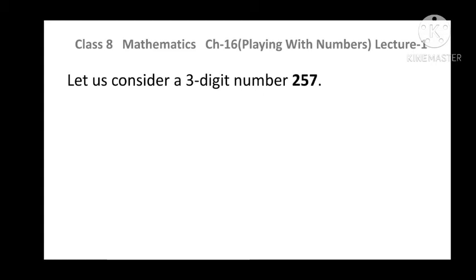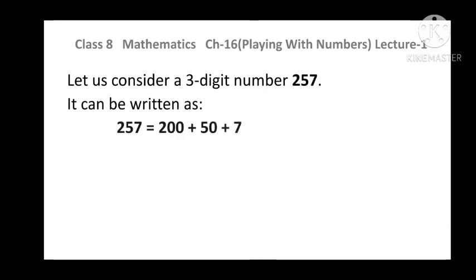Let us consider a 3-digit number 257. In the previous slides, we have seen how to write a 2-digit number in generalized form. Now in this slide, we are going to learn how to write a 3-digit number in generalized form. And here I have taken the example of 257. So it will be written as 200 plus 50 plus 7. We all know this. How to write this number 257? It will be 200 plus 50 plus 7.